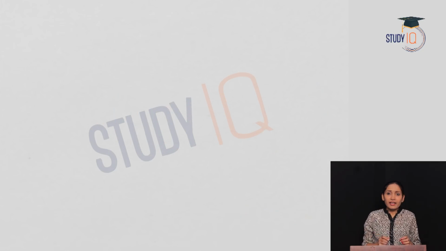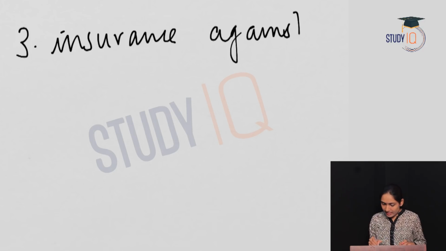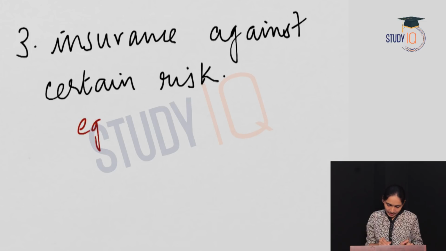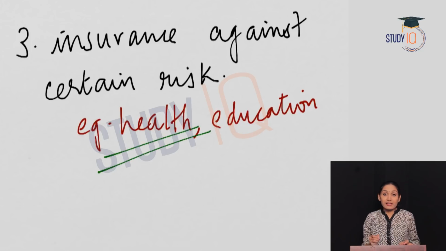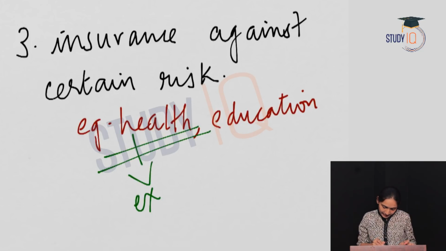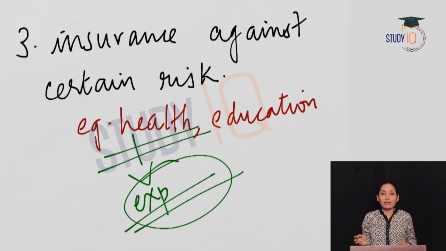Another important advantage of universal basic income is that it acts as insurance against certain risks, for example, health, education, etc. Suppose in a family there is a sudden expenditure on health, and the government is providing universal basic income. The family can use that amount for the health expenses of that household. So it provides insurance against certain risks.